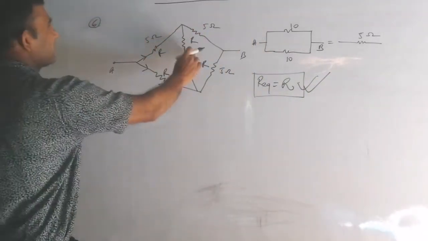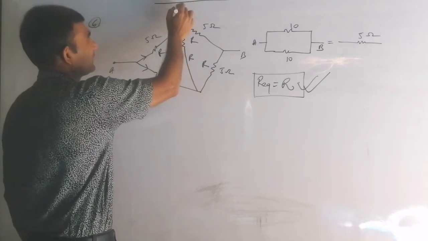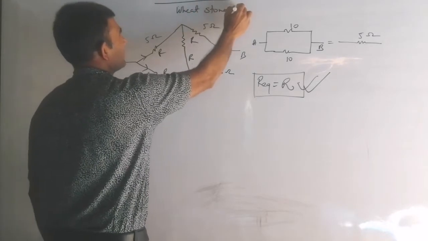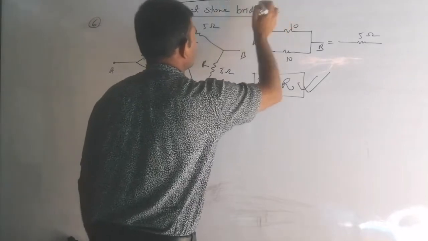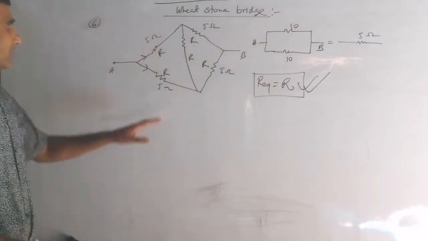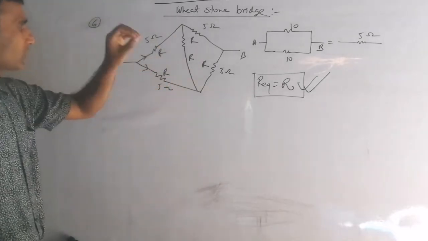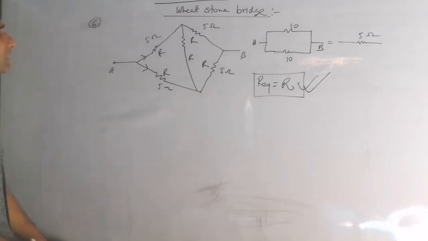If all resistances in the bridge are in the same quantity, this is called the Wheatstone bridge. You will learn that Wheatstone bridge. This type of connection is called the Wheatstone bridge connection. Okay, and here you understood now. If all resistances are the same, then you will not think anything, just write them. Equivalent resistance is the same thing.